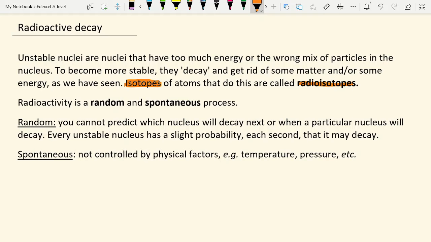Spontaneous means that there's nothing you can do about speeding up or slowing down the rate of decay, no physical factors. You can increase its temperature, you can decrease the temperature, you can apply pressure. None of this makes any difference. The rate of decay, or the probability that something will decay, is determined only by the nucleus itself. It is a specific number for every element.